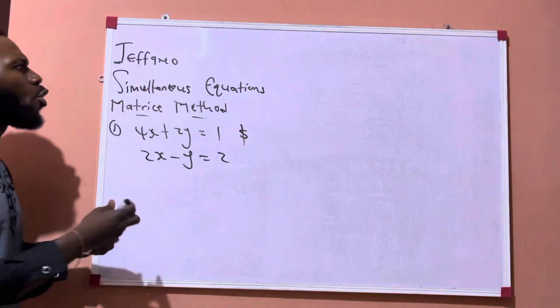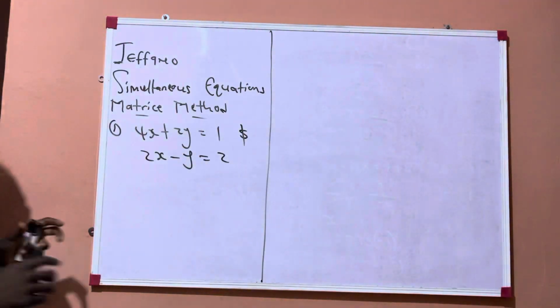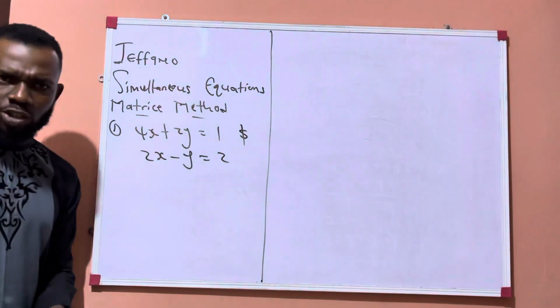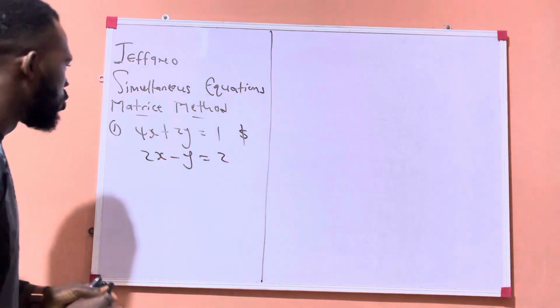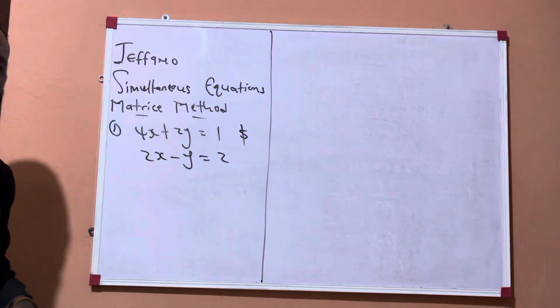Now, how do you go about it? Please stay with me. Now, you will notice that there is nothing matrix about this question. So the first thing you are expected to do is to bring out the matrix from these equations. And how do you do that? Let us begin.